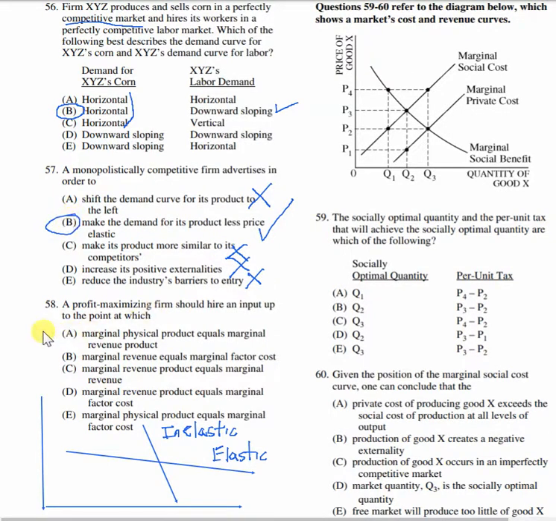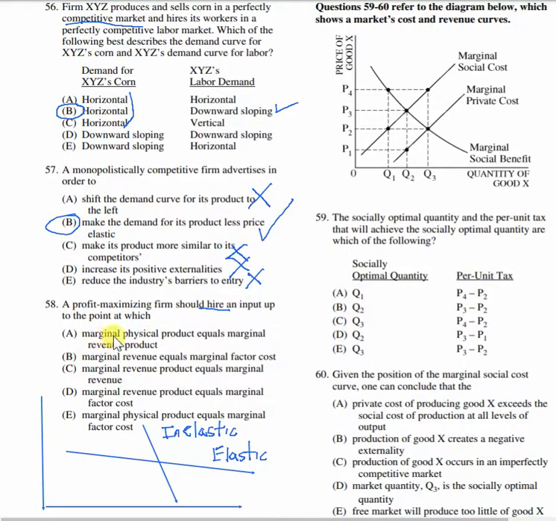Okay, number 58 again is going to flip our understanding of the problem, or flip the way we've been thinking about this, because we've been thinking of things as a supplier. But here we ask, a profit maximizing firm should hire an input up to the point at which. So we know if we're a supplier, we always produce till the marginal cost equals the marginal revenue. But on the flip side, when you're hiring, you're going to be doing something which is very similar but a little bit different. So let's take a look at the choices.